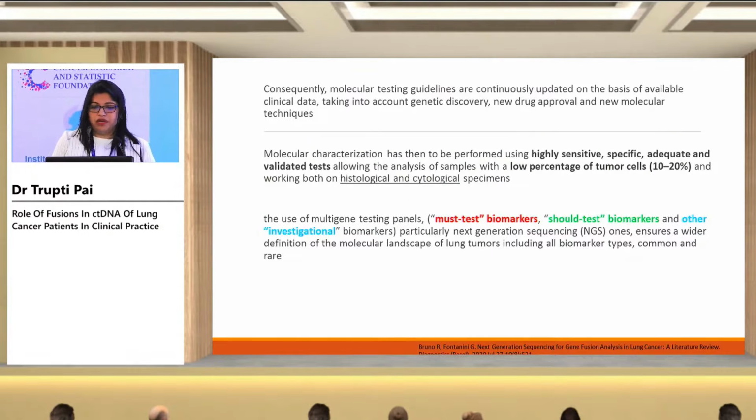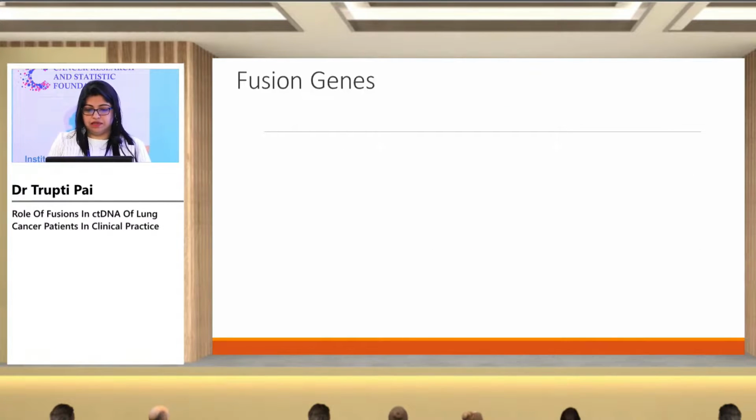So this makes it a point that molecular characterization has to be performed using highly sensitive, specific, adequate, and validated tests. No matter what the tumor sample is, histology, cytology, cfDNA, low percentage of tumor cells, what is the answer? You have to provide a molecular characterization of the tumor. So how do we go about it? Multi-gene testing, that is the NGS panel, which should encompass must-test biomarkers, should-test biomarkers and other investigational biomarkers. This should be your panel when you deal with any multi-gene testing.